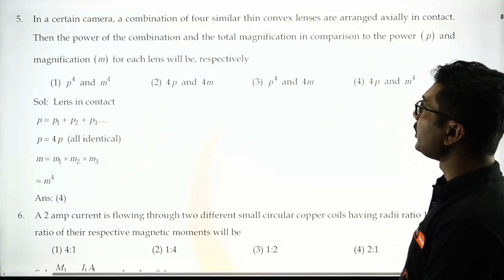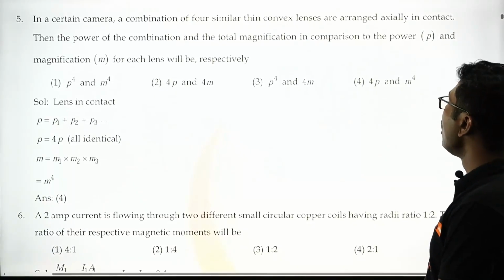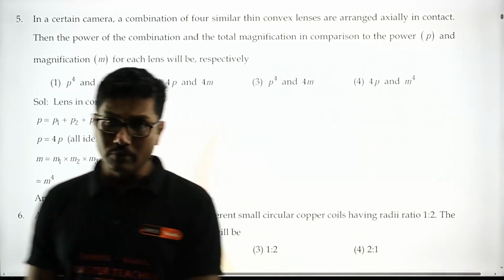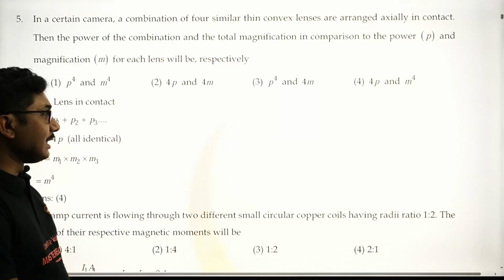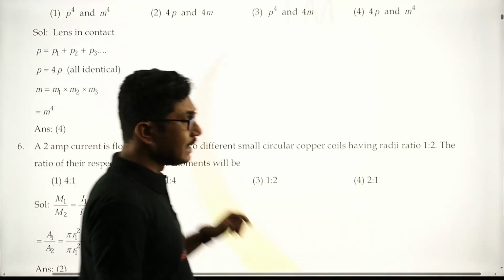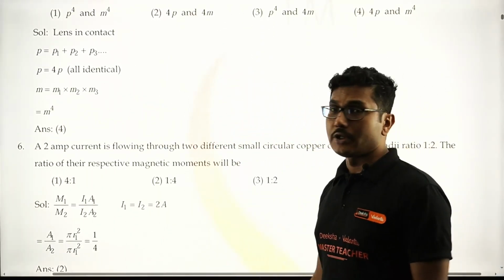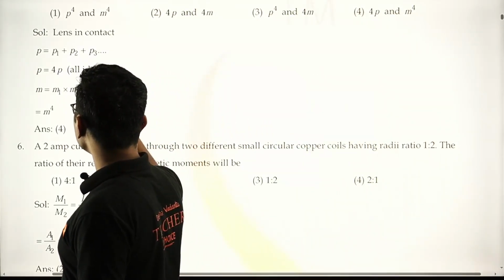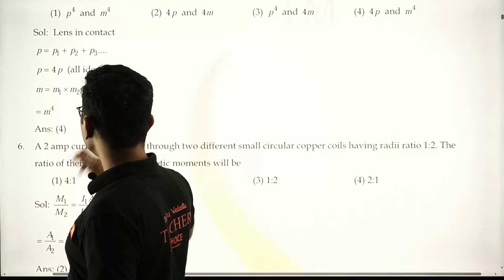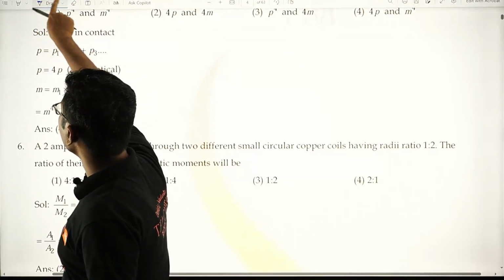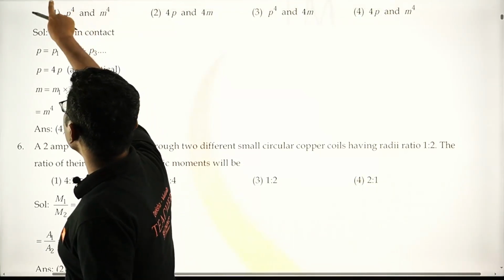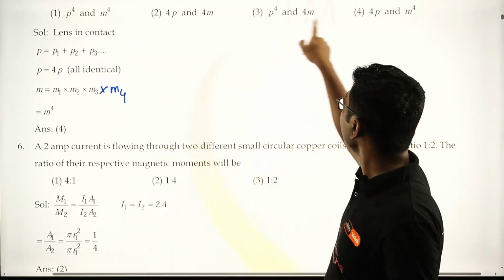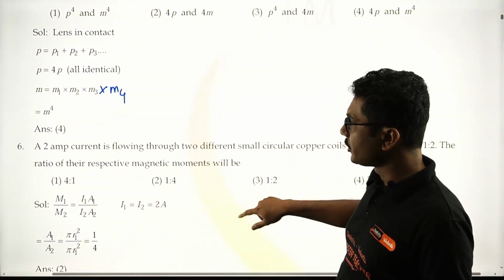Then the power of the combination and the total magnification, compared to the power P and the magnification M for each lens, will be as follows. As we know, 4 lenses are combined, so the power generally gets added. So power P is equal to P1 plus P2 plus P3 plus P4, which equals 4P. And magnification generally gets multiplied, so M1 into M2 into M3 into M4, so it will be M to the power of 4. So that is the answer, 4P and M to the power of 4. So option 4 is the correct answer for this question.